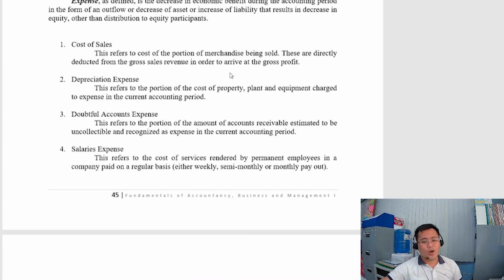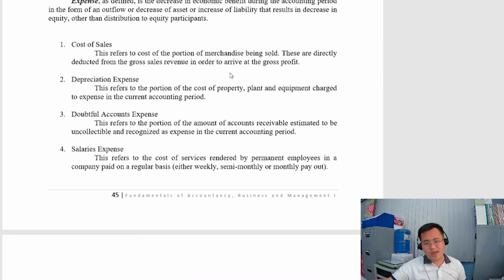Number one, your cost of sales or your cost of goods sold. This refers to the cost of the portion of merchandise being sold. These are directly deducted from the gross sales revenue in order to arrive at the gross profit. Now, your cost of sales or cost of goods sold is actually the portion of the amount of the selling price which was used to acquire or make your product or your service.